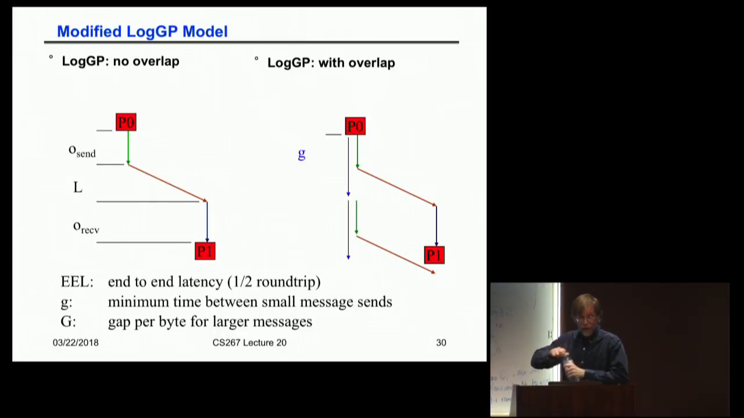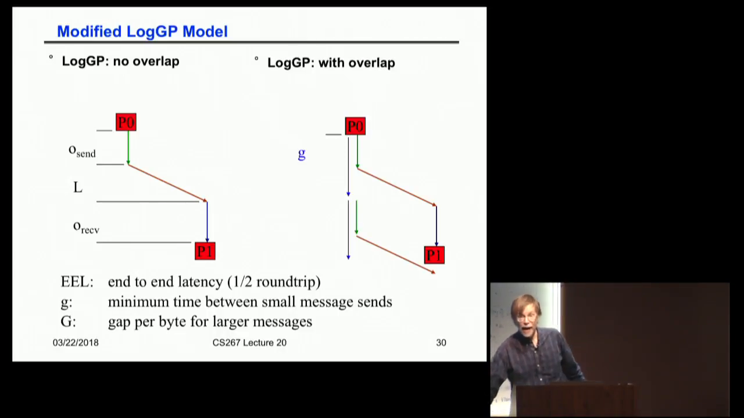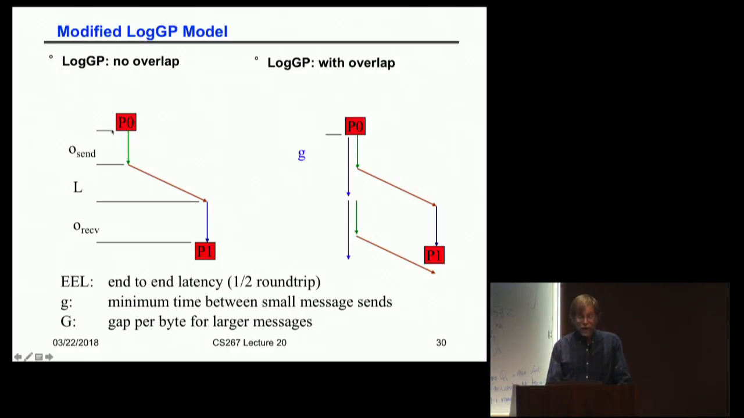And so here is the model of what actually happens when you send a message. In this particular picture, time is on the vertical axis, and here is the axis that says what processor 0 is doing, and on this axis it says what processor 1 is doing. So suppose processor 0 wants to send a message to processor 1.